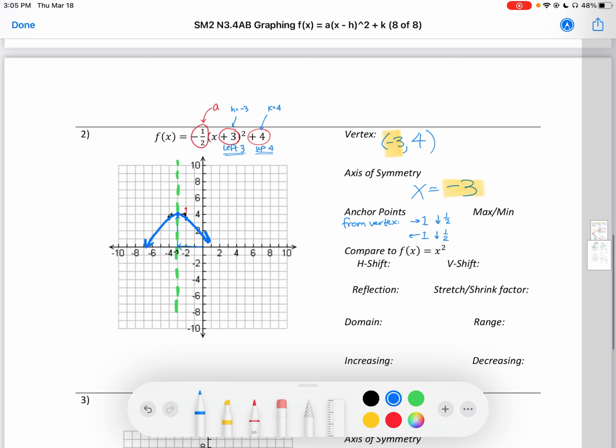Okay, so it's a little wider than the parent function. Okay, and it's going to be a max. So you can circle that.